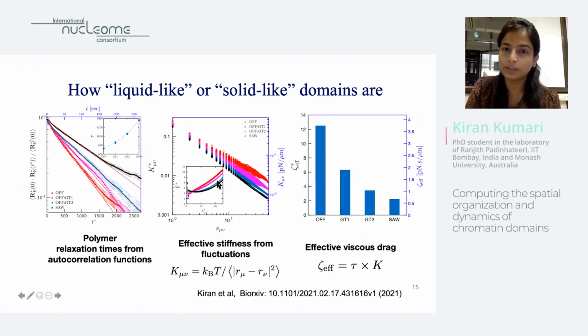And for the self-avoiding walk, which is the black one, the bead can explore here and has less stiffness, which is indicated by this plot as well.